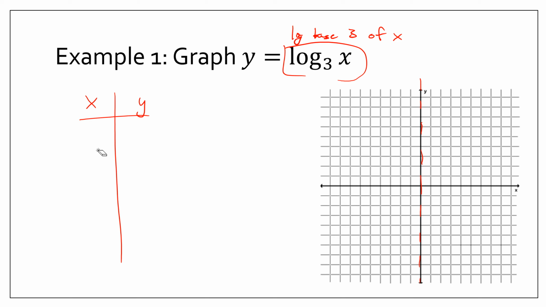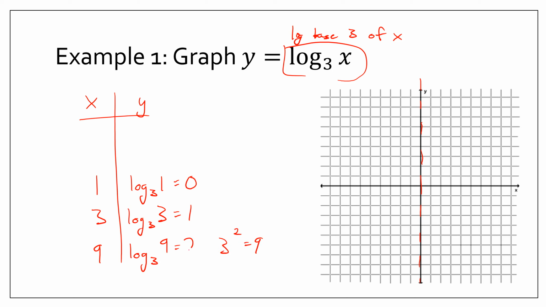So let's think about what some values are that I can plug in. First of all, I can plug in 1, right? Because let's think about this. Log base 3 of 1. What power of 3 gives me 1? Well, that's 0. Remember, what I'm doing is 3 to the x equals 1. What power of 3 gives me 1? Well, it's 0. The next nice x that I could plug in would be 3, right? What power of 3 gives me 3? That would be 1. And I think the next nice one would be 9. I'm getting ahead of myself. What power of 3 gives me 9? Well, 3 squared gives me 9. So this would be 2.